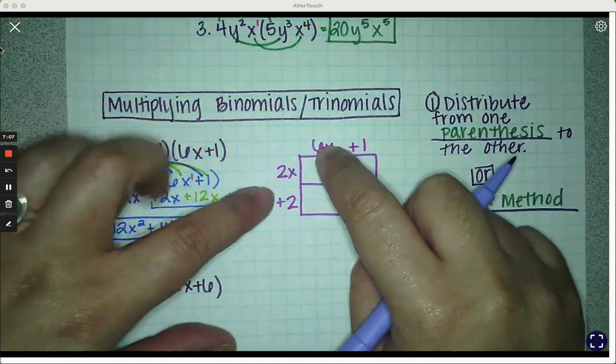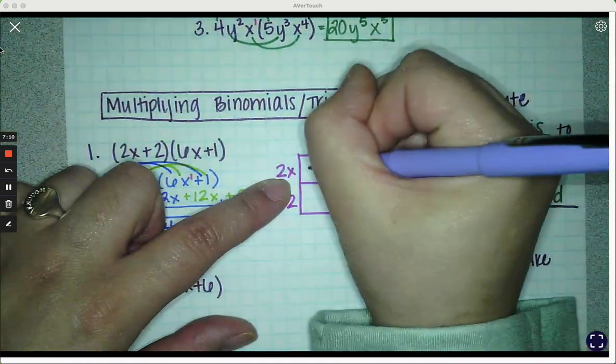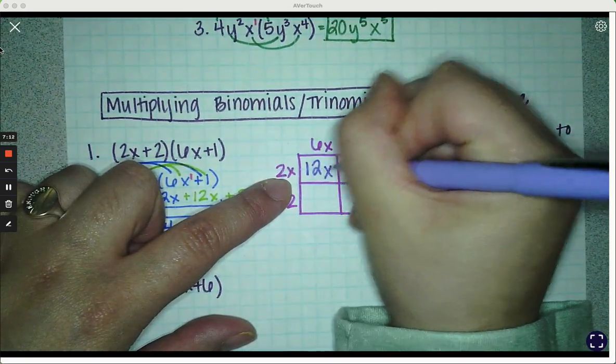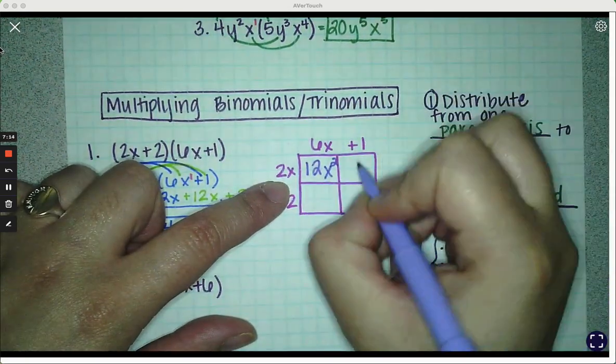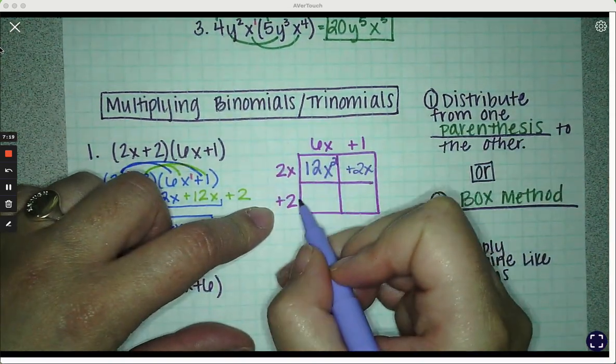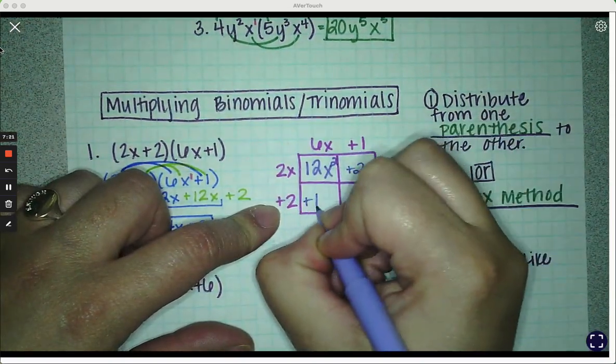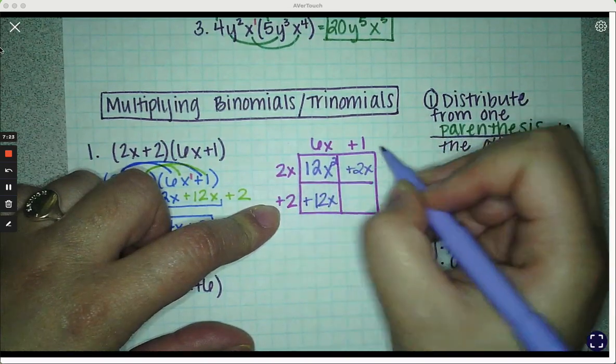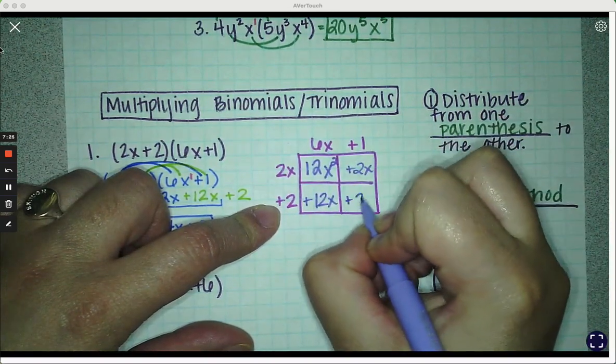So 2 times 6 is 12, x times x is x squared, 2x times a positive 1 is a positive 2x, 6x times 2 is a positive 12x, and positive 2 times positive 1 is a positive 2.